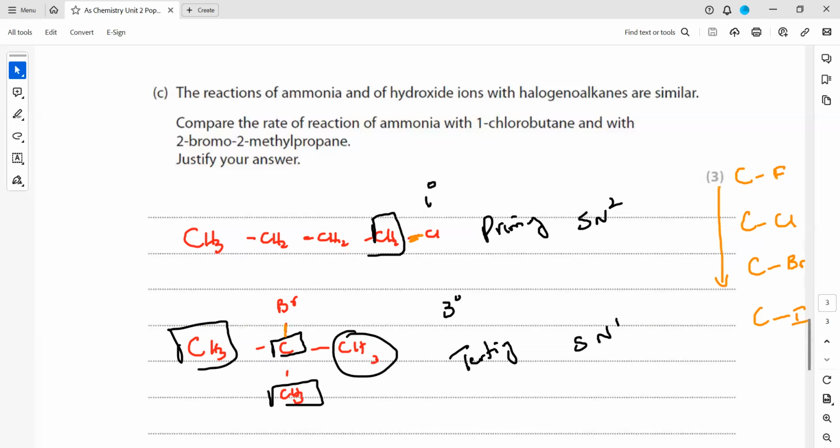So which bond can break down easily? The carbon-bromine bond can break down more easily compared to carbon-chlorine. The carbon-chlorine bond needs more energy compared to carbon-bromine. If it needs only a small amount of energy, the bond will break quickly. So the rate of reaction for this one will be faster, and the rate of reaction for this one will be slower. Is it clear? The rate of reaction for 1-chlorobutane is slower because the bond enthalpy of carbon-chlorine is higher compared to carbon-bromine.